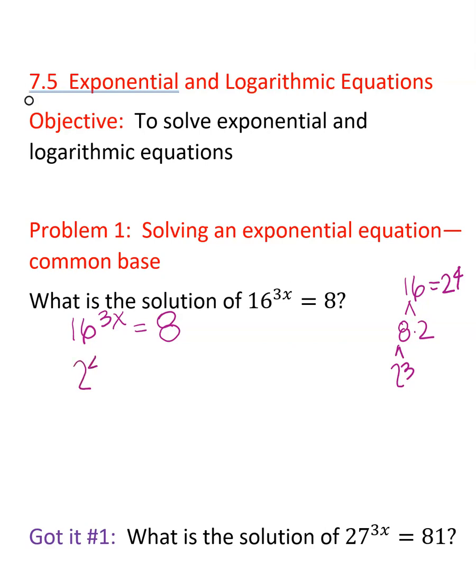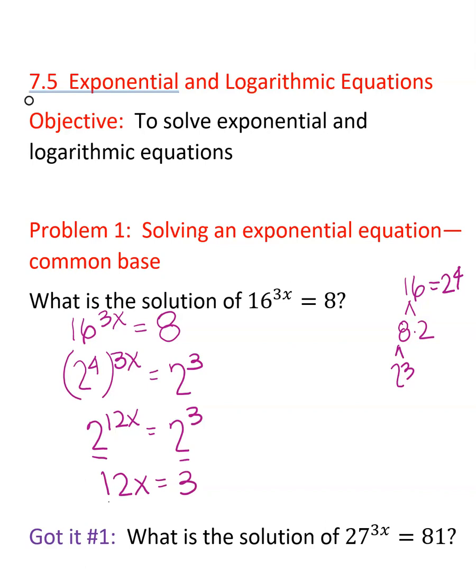2 to the fourth to the 3x power equals 2 to the third. Now, when we have a power to a power, we're going to use the power property, which means multiply those exponents together. So 2 to the 12x equals 2 to the 3, and now the bases are the same, so the exponents have to be the same. And then all we're going to do is divide by 12. So x is equal to 1/4.